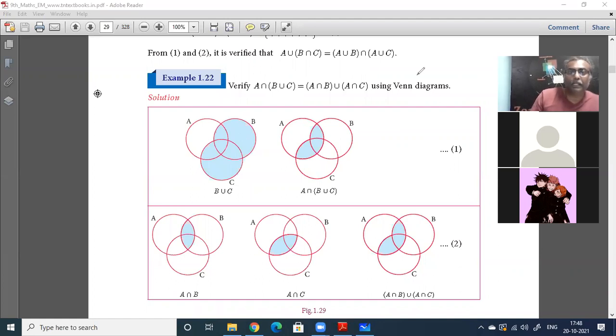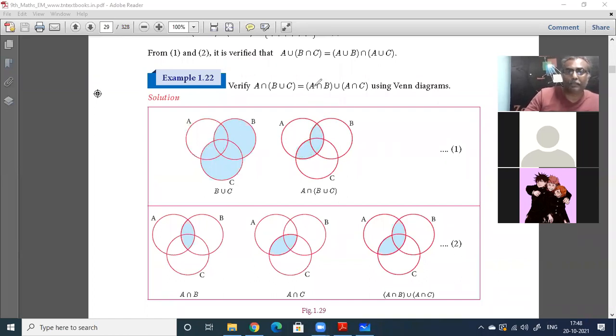Then A intersection B union C. A is intersecting with this thing here. Only this part of it is A intersecting. Okay, so you are correct. This part is A intersection B union C. Very correct. So left hand side is coming like this.